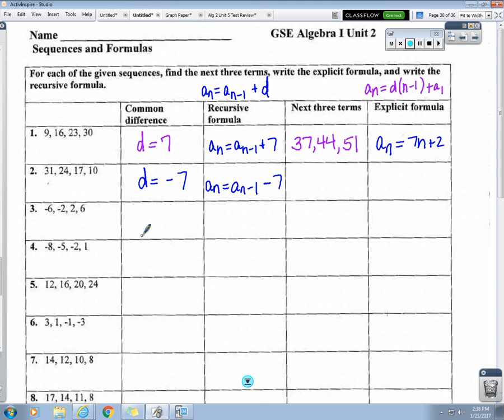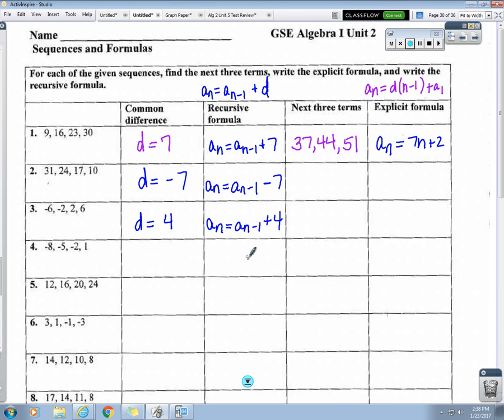Okay, number 3. What is the common difference? How are you getting from one number to the next? You're adding 4, so your D is a positive 4. So the recursive formula will be a sub n equals a sub n minus 1 plus 4.